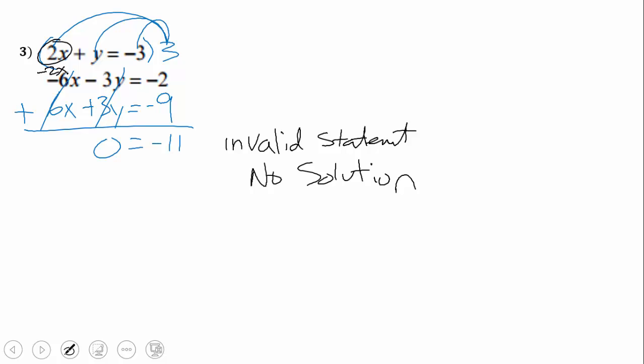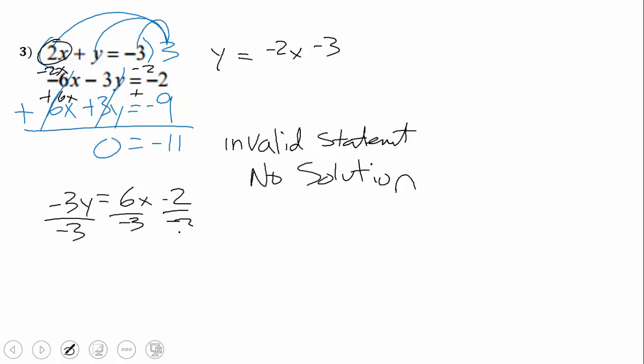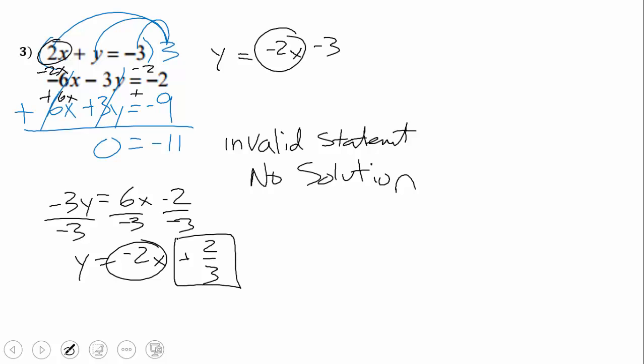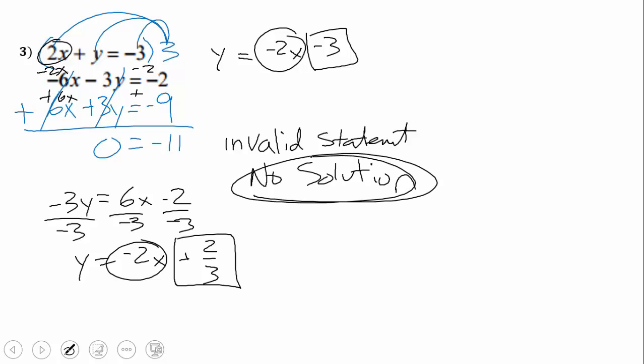If I subtract the 2x from both sides on this one, I would have y equals negative 2x minus 3. On the second one, adding 6x to both sides, I would have negative 3y equals 6x minus 2. Yep. And then, when I divide by negative 3, I would have y equals negative 2x plus 2/3. I'd have the same slope of negative 2. I would have different intercepts, and so I would have no solution.